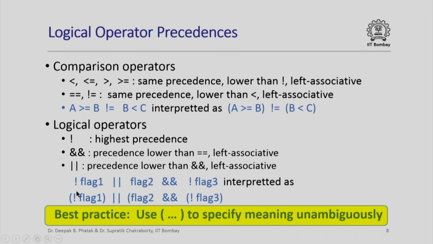So for example, if I write this logical expression, the way to interpret it is, first evaluate the operator with the highest precedence, so it is !flag1, !flag3, then evaluate the operator with the next higher precedence, which is the binary logical operator AND, so it is flag2 && !flag3, and finally evaluate the operator with the lowest precedence, which is OR. And needless to say, just like for arithmetic expressions, the best practice in order to avoid confusion is to use parentheses to specify meaning unambiguously.